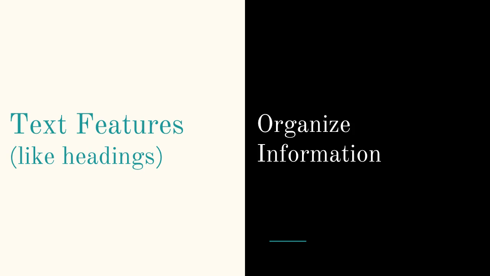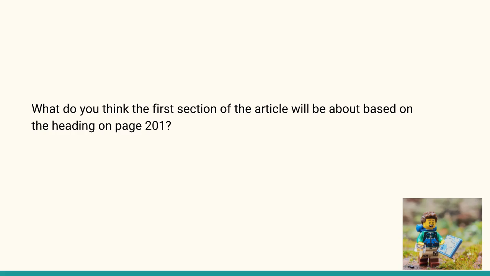Authors often use text features such as headings to organize information. The heading that precedes a section of an article can give readers an idea what the section is about. Turning headings into questions will help you figure out what information will follow. What do you think the first section of the article will be about based on the heading on page 201? Pause while you think.